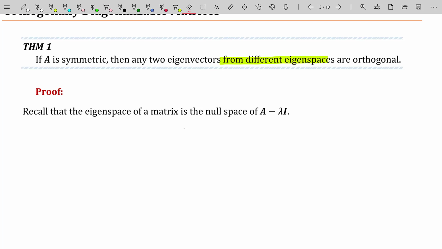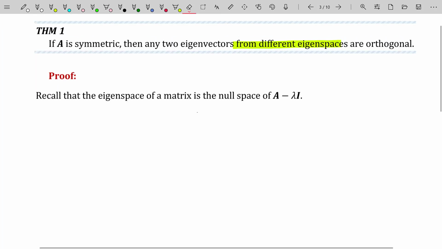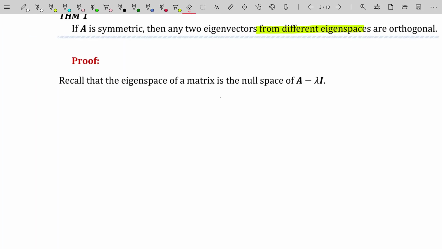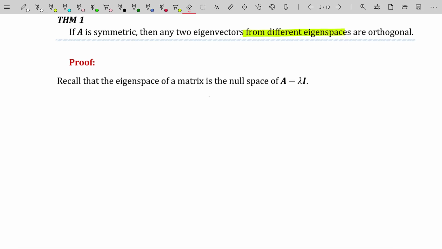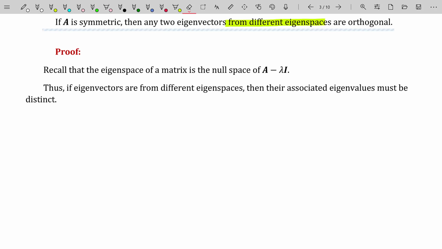However, this theorem is not stating that if you have a single eigenspace generated by lambda equals 3, for example, you can guarantee those two eigenvectors are immediately orthogonal to one another. You can't guarantee that, actually. So let's move forward with the proof, assuming that we have distinct eigenvalues generating different eigenspaces. We want to prove that the eigenvectors from those different eigenspaces have to be orthogonal. And this just encapsulates what I've been saying: if eigenvectors are from different eigenspaces, then their associated eigenvalues must be distinct, not the same.